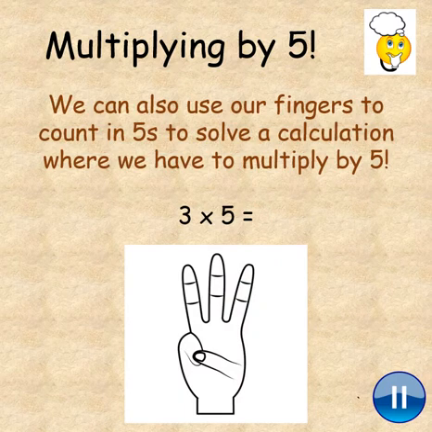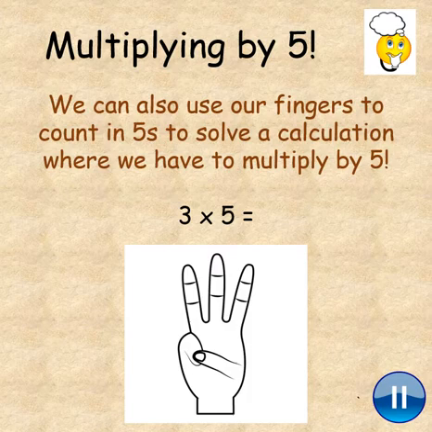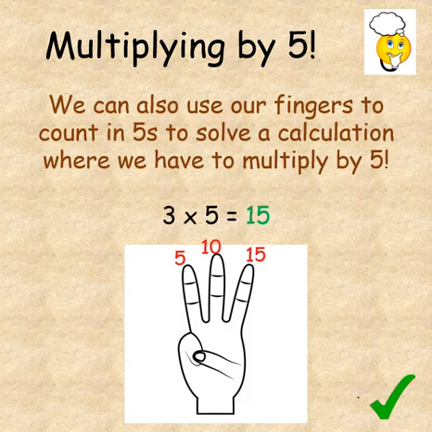Okay, I'd like you to have a go at using your fingers to solve the calculation 3 multiplied by 5. So put 3 fingers up and count in your 5s. Pause the video here whilst you write your answer. Well done. You should have got 15. So if everyone puts 3 fingers up, let's count in our 5s. 5, 10, 15. Well done.